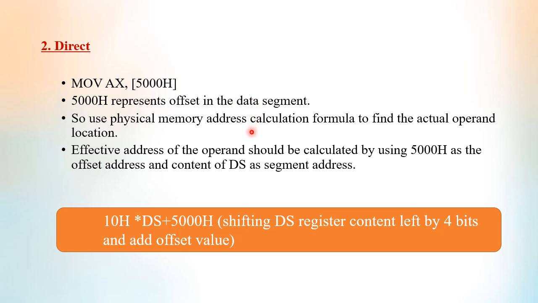We have to do the physical memory address calculation in order to get the correct address. This is the formula for finding out the address: 10H times data segment register value plus 5000H. This is equivalent to shifting the DS register left by 4 bits and adding the offset value 5000H to it.